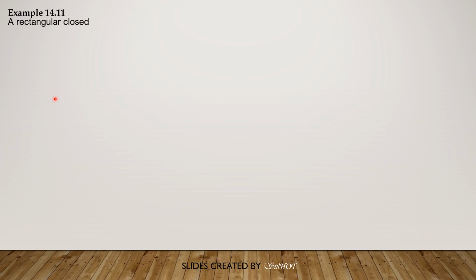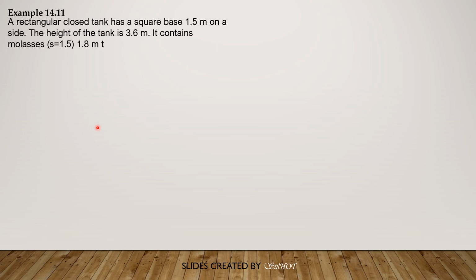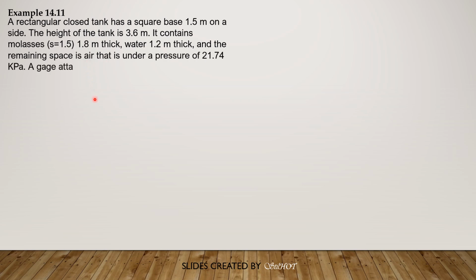14.11, a rectangular closed tank has a square base 1.5 meters on a side. The height of the tank is 3.6 meters. It contains molasses, specific gravity 1.5, 1.8 meters thick, water 1.2 meters thick, and the remaining space is air that is under a pressure of 21.74 kilopascals.